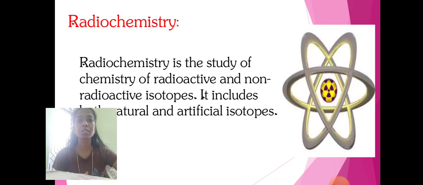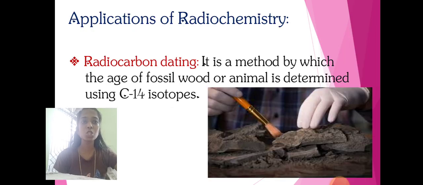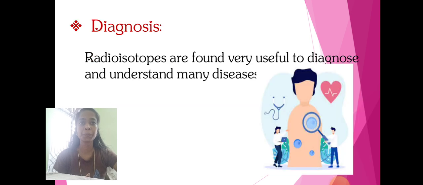Next is radiochemistry, that is the study of radioactive and non-radioactive isotopes. And the applications of radiochemistry, the first one is radiocarbon dating. In radiocarbon dating we can determine the age of fossil wood or an animal by using carbon-14 isotopes. Then diagnosis, radioisotopes are also used to diagnose many diseases.